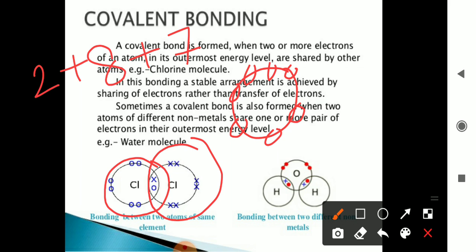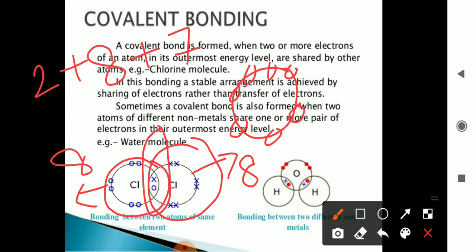In case of NaCl, what happens? The sodium gives 1 electron to a chlorine, but here both chlorine atoms share a common electron for stability. This is nothing but a covalent bond. Here also there are 8 electrons in the outermost orbit of each atom. That's why this is stable now. This one is for the same element.